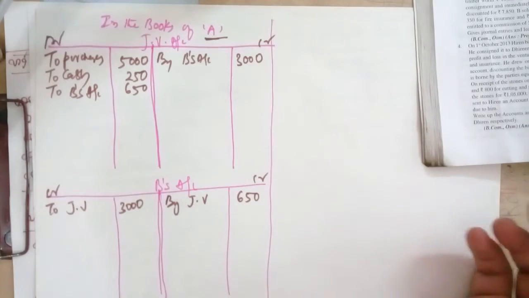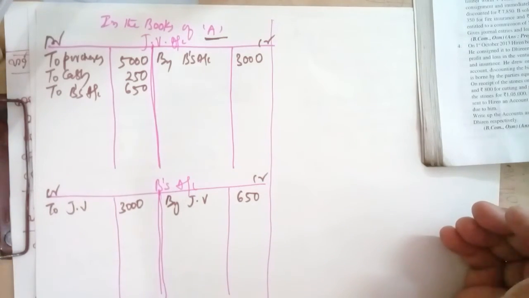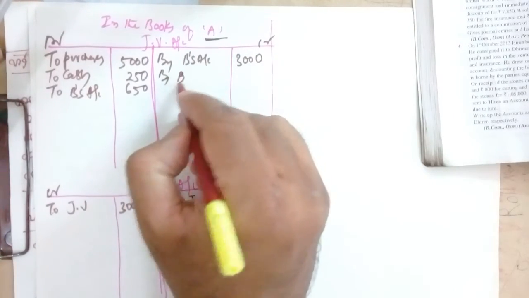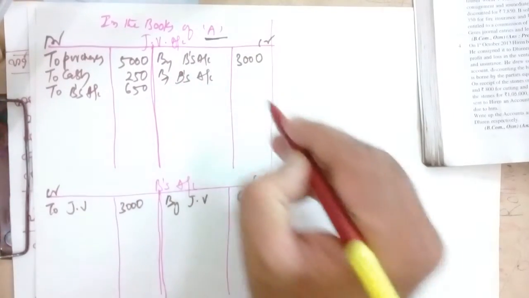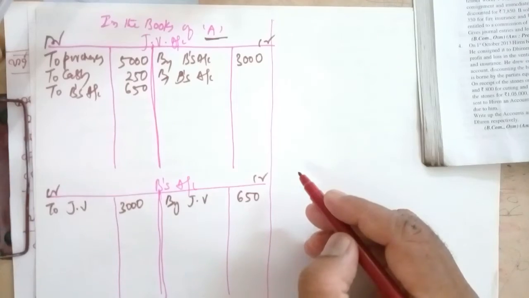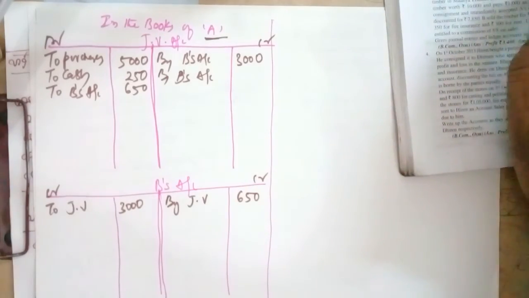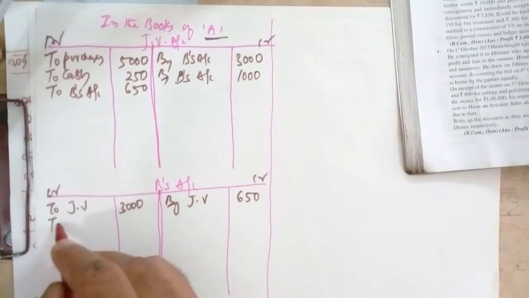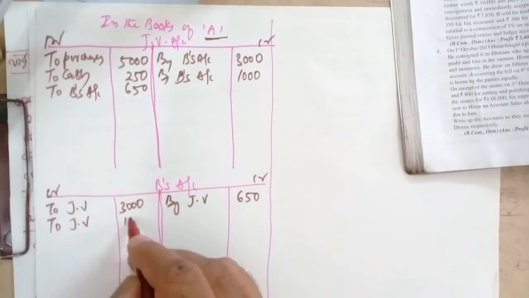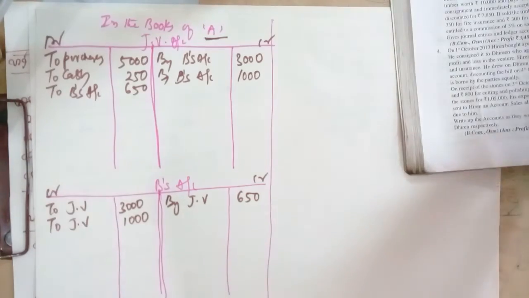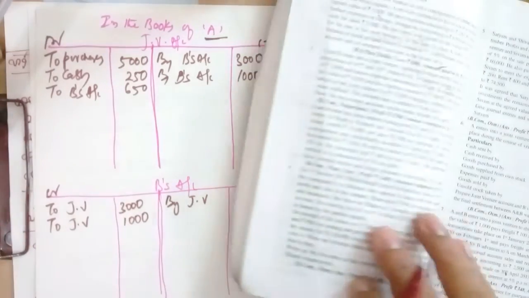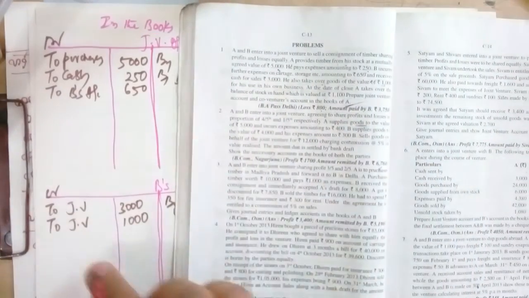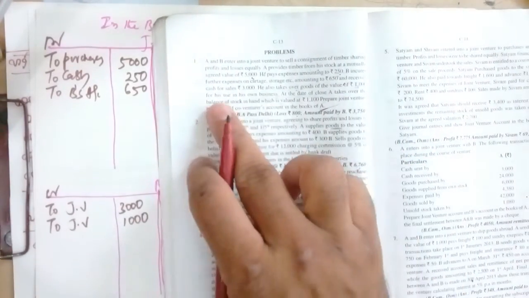So whenever material is taken over by B, it should be credited. So by B's account, how much material is he taking over? The value of the material he has taken over, that is 1,000. So B's account to joint venture 1,000. Clear? So like this, when material is taken over by co-venturers, we record it on the credit side of the joint venture and the debit side of the co-venturer's personal account, for his own use.